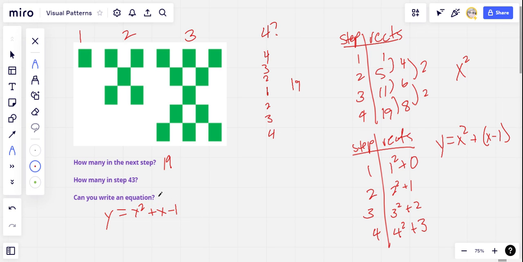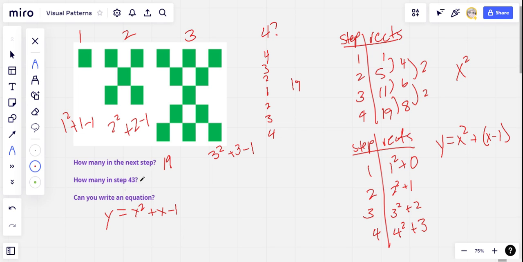I think that's the equation, but let's test it. Let's make sure it's really working. So in step 1, it would be 1 squared, and then plus x is plus the step number, and then minus 1. So that's 1 plus 1 minus 1. That's going to be 1. In the next step, in step 2, we have 2 squared plus the step number minus 1. 4 plus 2 is 6, minus 1 is 5. And in step 3, 3 squared plus the step number, minus 1. That's 9 plus 3 is 12, minus 1 is 11. That's all matching up with what we're seeing here. So this equation looks pretty good to me.